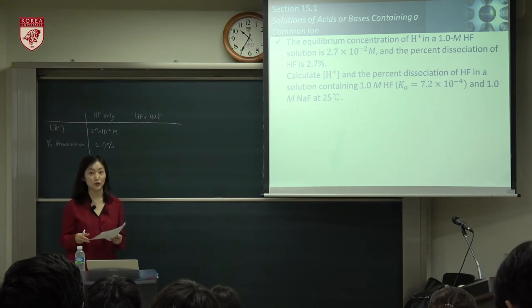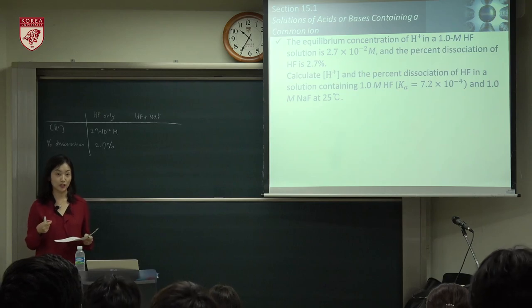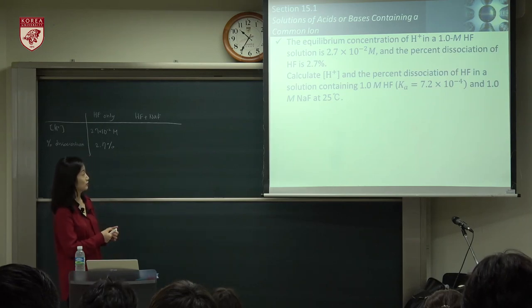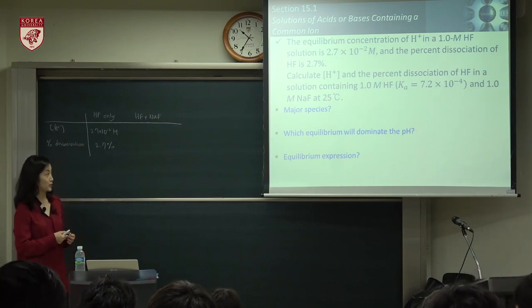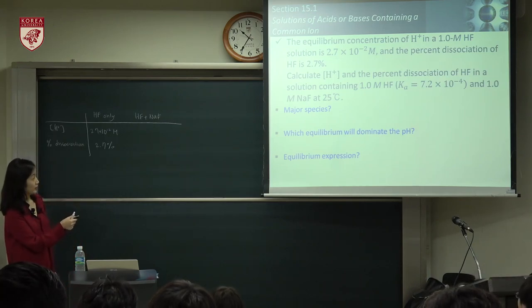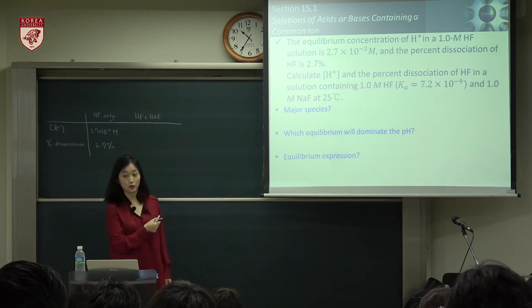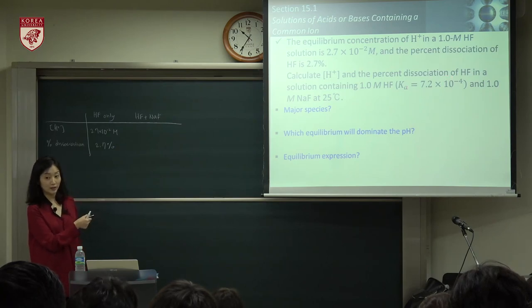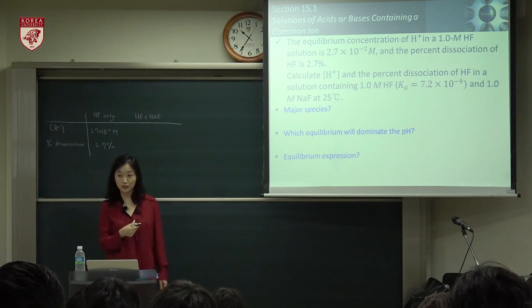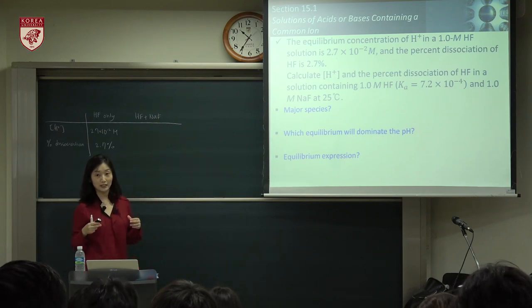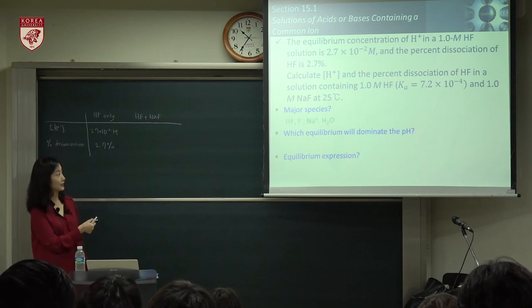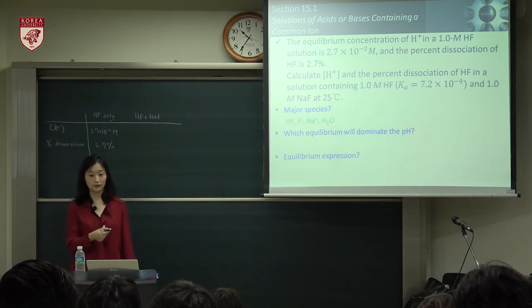Okay, so before we do any calculations, let's think about the chemistry that occurs in the solution. So we do this by first listing the major species of the solution. So what are the major species? So we have 1.0 molar HF and 1.0 molar NaF in our solution. What are the major species? So HF is a weak acid, as we can see from the small Ka value. And NaF is a salt, an ionic compound that will break up completely into its ions when dissolved in water. So HF is one of our major species, and the sodium ion, F-, and water, right?